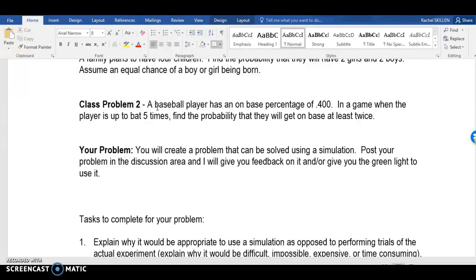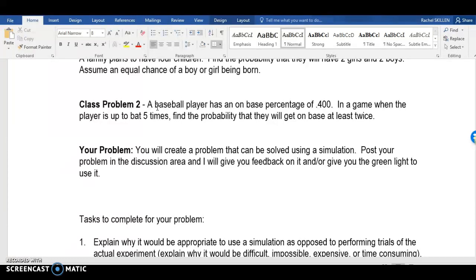So just to clarify what it means to have an on-base percentage of .400, it just means that when the player gets up to bat, the percentage chance of them getting on base is 400 out of 1,000, which is 40% or 4 out of 10. So that's how often, based on past at-bats, this player has gotten on base. So that's how that on-base percentage is determined.